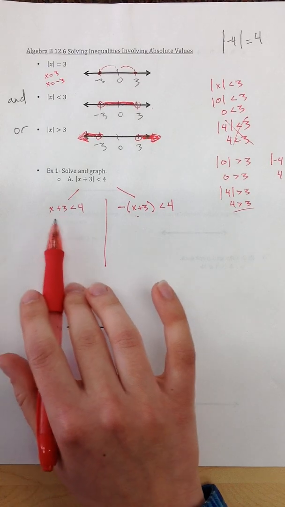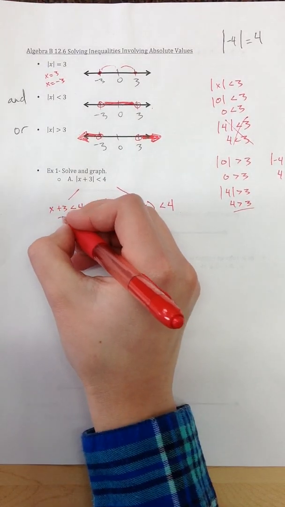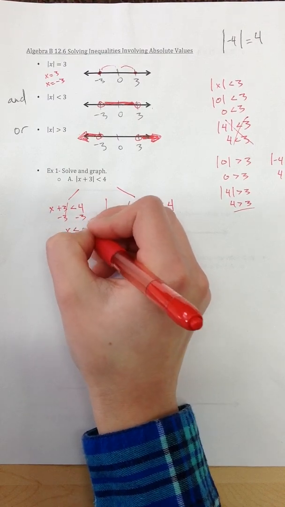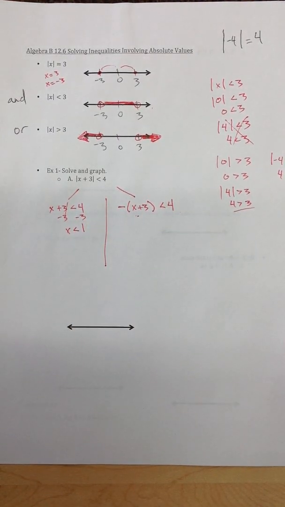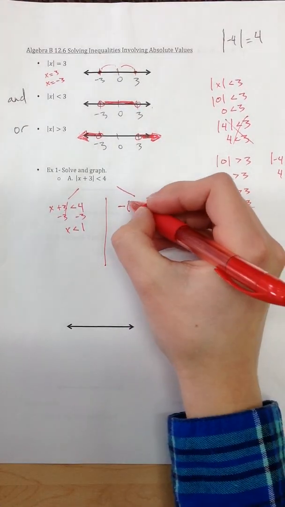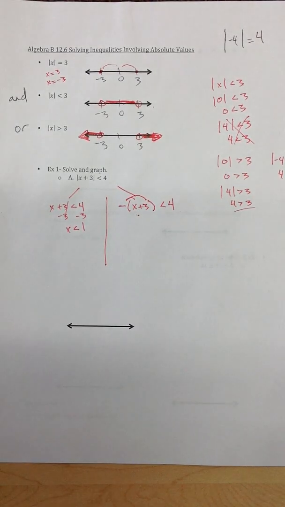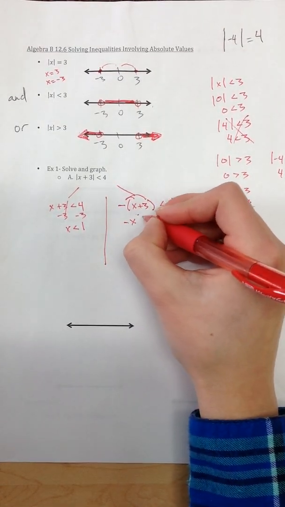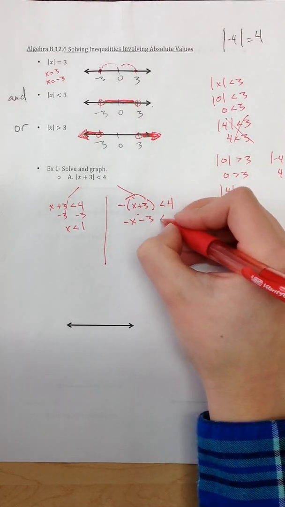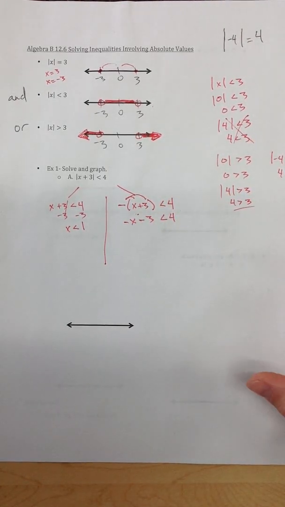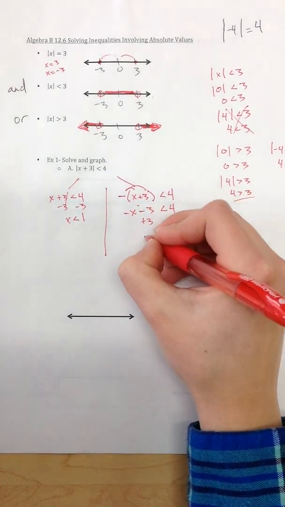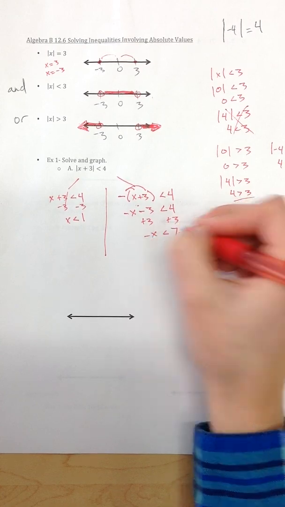So then I solve this one out here. To get rid of adding 3, I need to subtract 3 from each side. So it would be x is less than 1. And then over here, what you have to do is think about this like distributive. So I can take the negative and distribute to both of those, so negative x, and then the negative times the 3 would either be minus 3 or plus a negative 3. It's less than 4. So then I would get rid of subtracting 3 by adding 3 to each side. So negative x is less than 7.